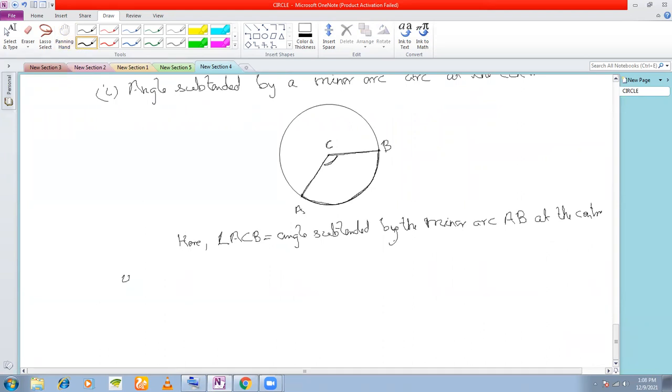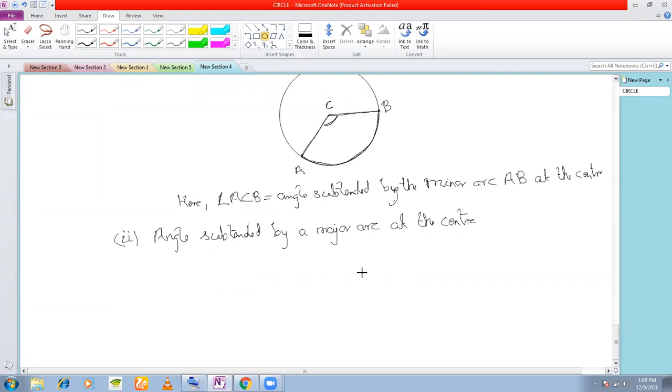Yes, sir. Differentiate between the angle subtended by major and minor arc. That is what I want to show you. Okay. Angle subtended by a major arc at the center. Now note the difference between the two. Circle, given center, again 2 points, A and B. Join the bounding radii.